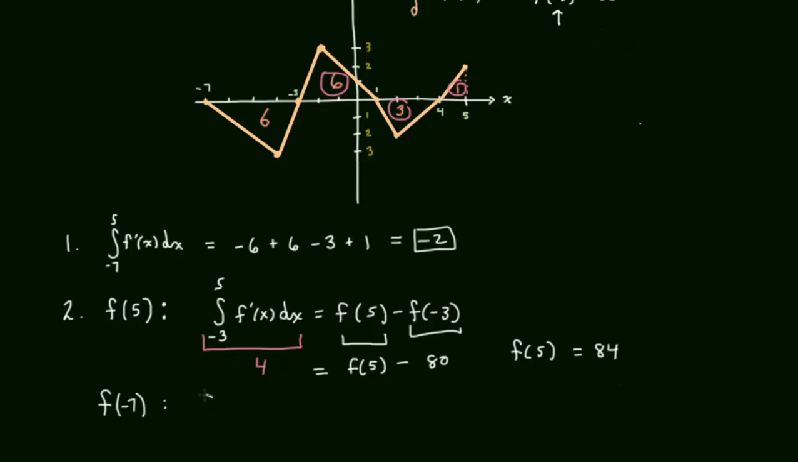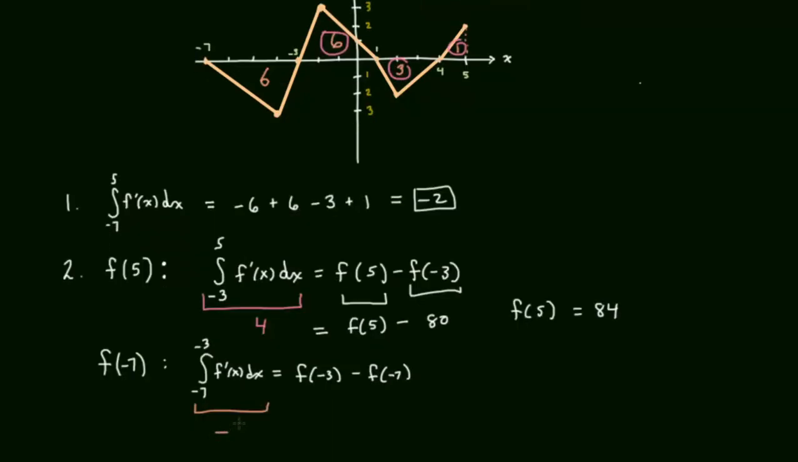In a similar way, we will find f of -7. I'll take the integral from -7 to -3 of f prime of x dx, and of course that's going to be f of -3 minus f of -7. Appealing to geometry here, we have -6. F of -3 was given to be 80. And f of -7 is the very thing we are trying to solve for. Do our arithmetic, and f of -7 is equal to 86.